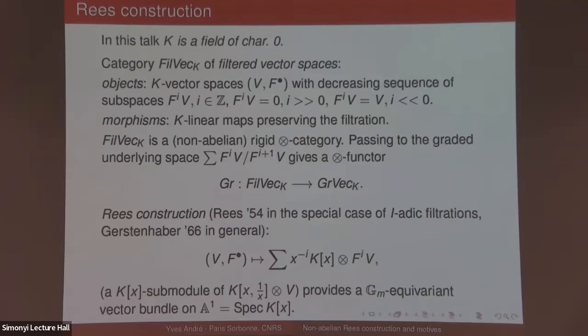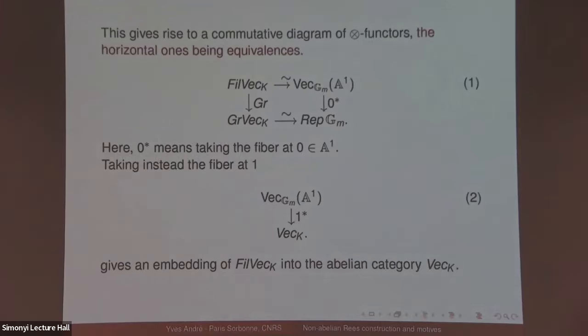And this construction can be interpreted geometrically as providing a G_m-equivariant vector bundle on the affine line. So X is the coordinate of the affine line. So this is very classical. And this construction gives rise to a commutative diagram of tensor functors. The vertical arrow is just taking the graded piece.